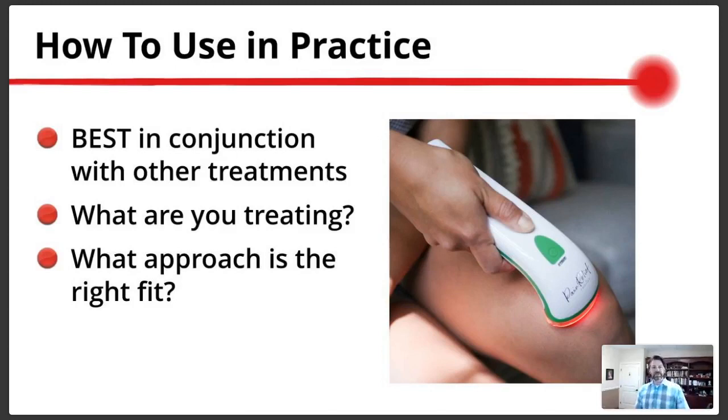Now, the next thing is, what are you treating? Is it something that is a local tissue area? Are you trying to get remote effects? Are you treating something that is a surface level on the skin, or something that's deep in the muscles or in ligaments, connective tissue, joints? All of these are going to determine what kind of light therapy device you want to use. So you want to make sure that you're using the right fit.